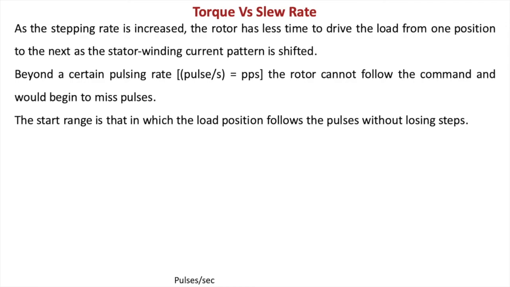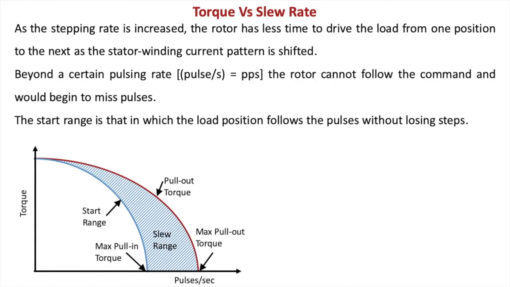Now we'll talk about how many pulses can be given to a motor and its torque. As the stepping rate is increased, the rotor has less time to drive the load from one position to the next when the stator winding current pattern is shifted. So beyond a certain pulse rate, the rotor cannot follow the command and would begin to miss the pulses. The start range is that in which the load position follows the pulses without losing steps. So this is your speed torque characteristics relative to the pulses per second. The blue one is the start range and the red one is the maximum range beyond which there will be pull out and the rotor will start missing its steps.